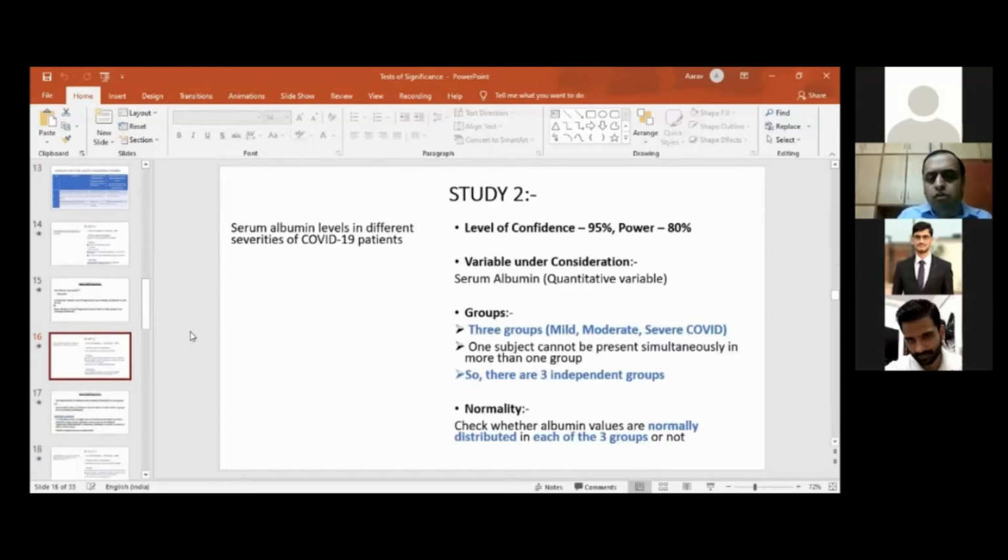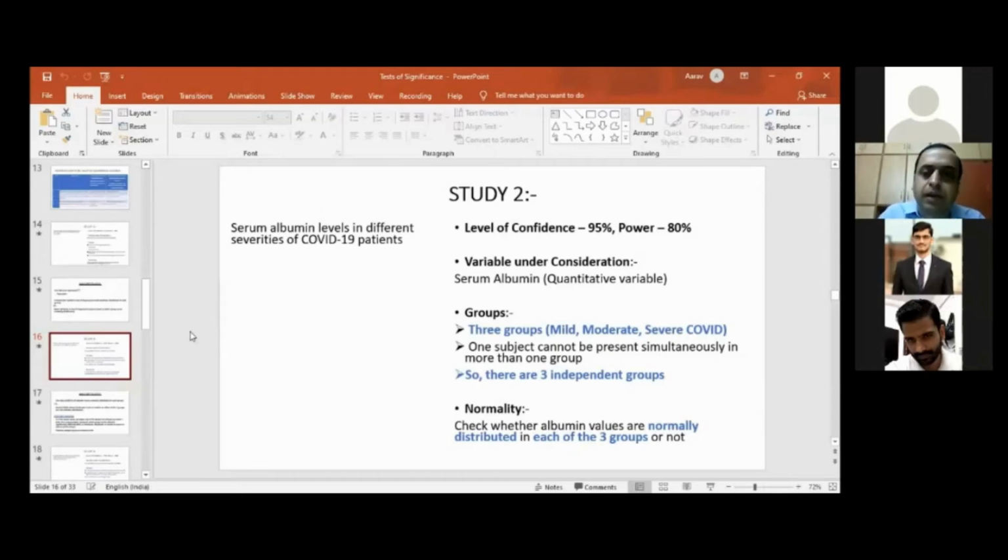Coming to this, we will go to another study: serum albumin levels in different severities of COVID-19. Again, we will fix the level of confidence and power. The variable under consideration is serum albumin, which is a quantitative variable. We all know from COVID-19 that there are three severity groups: mild, moderate, severe, based on the oxygen saturation. So a patient can only be in one group.